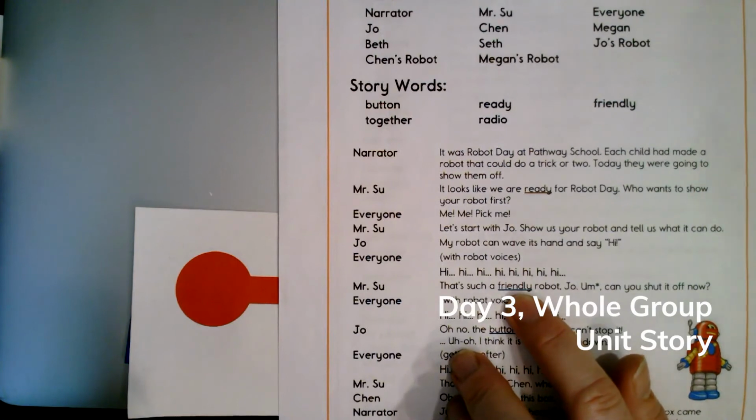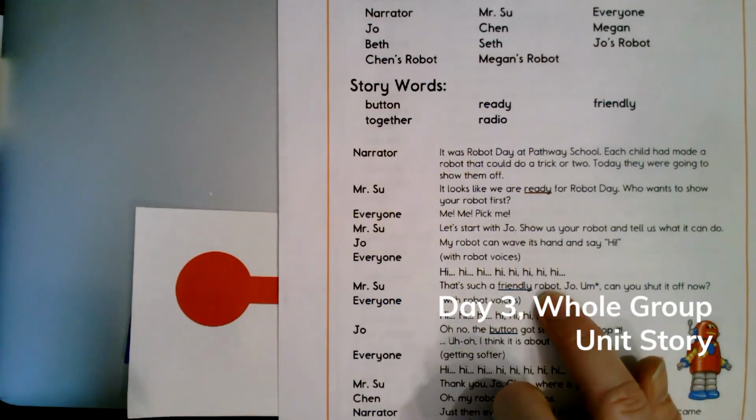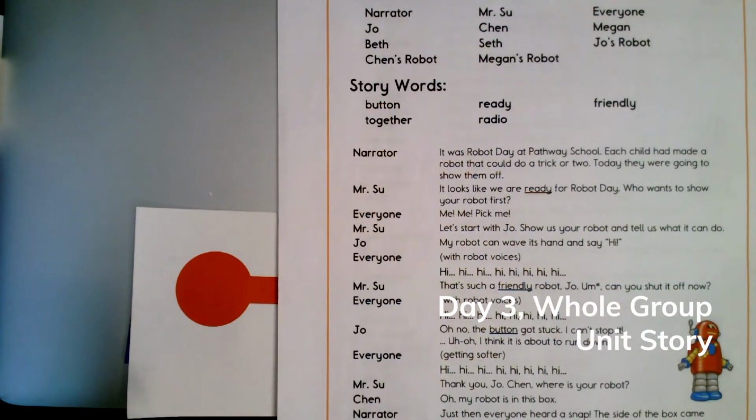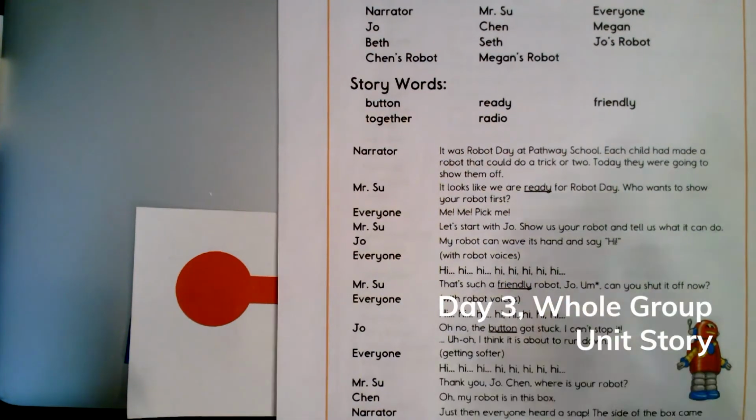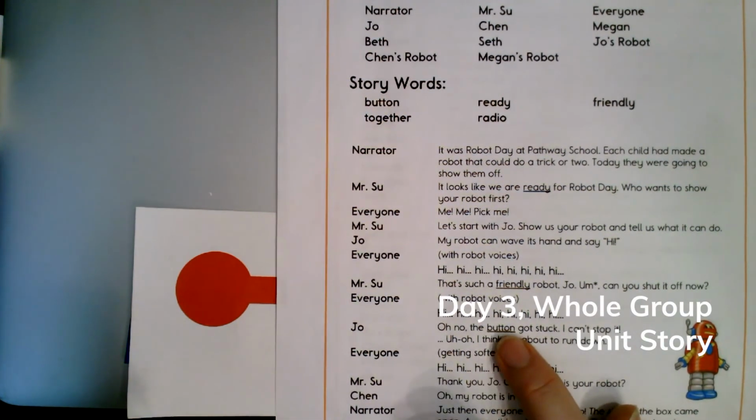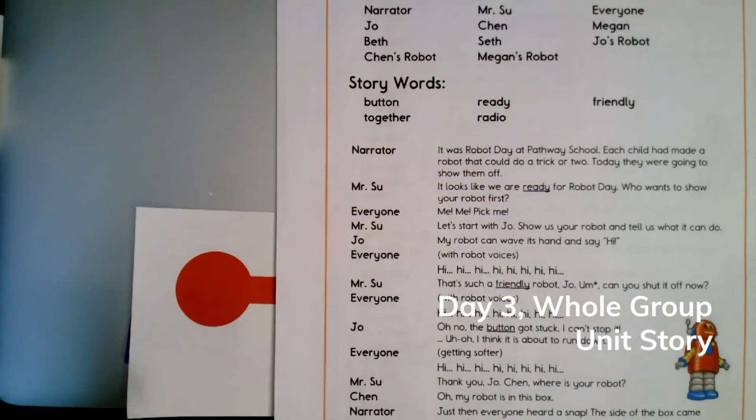And then another one of our story words was friendly. And we know that friendly means to act like someone's friend or to behave like someone's friend. So that friendly robot means that it's one that wants to help out, doesn't want to hurt anyone. And then the last one of the story words was button. In this case, the button would be the tab that you would push in order to make the robot do something or stop doing something.